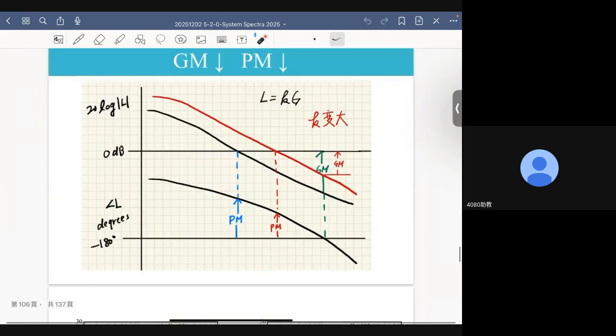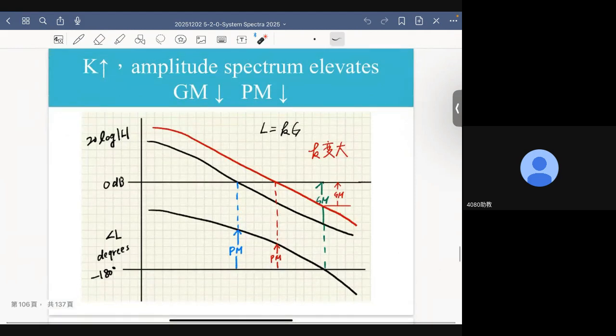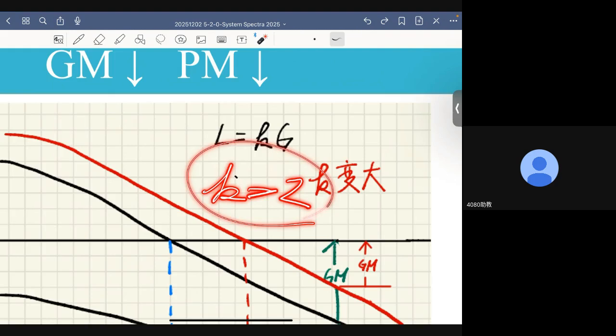All right? So let's first look at one uncertainty, that is the value of K. Let's assume this is my transfer function, the loop transfer function. Let's assume that initially I assume K equal to 1. But in reality, K may not be equal to 1. Let's say K, in reality, is 2.